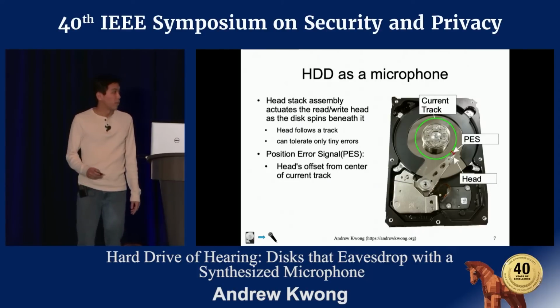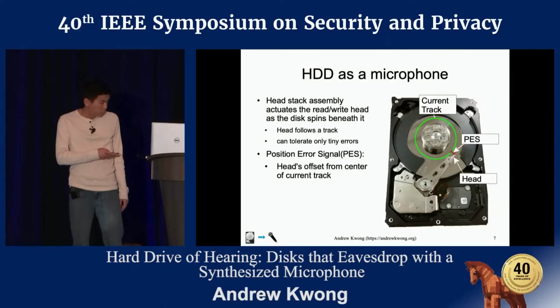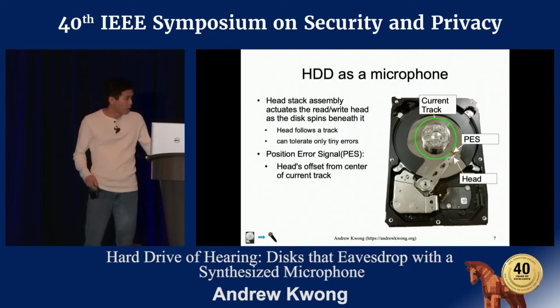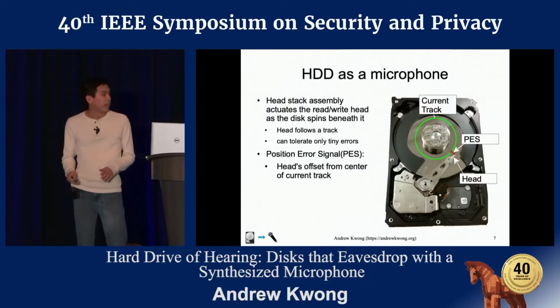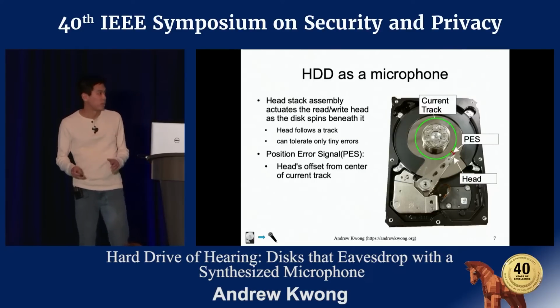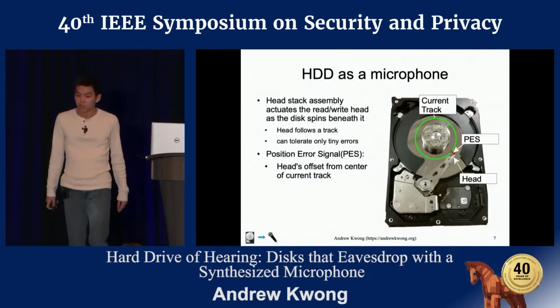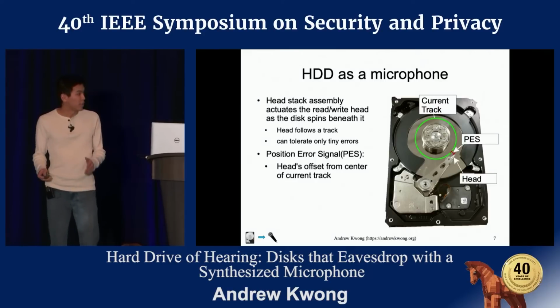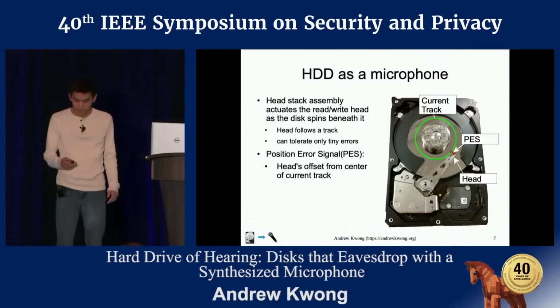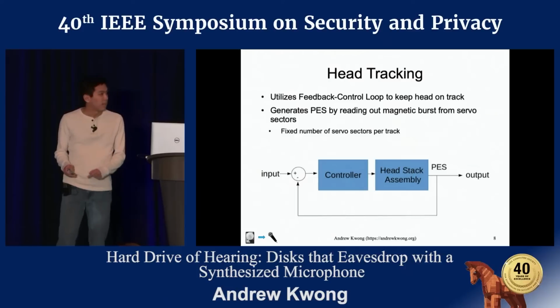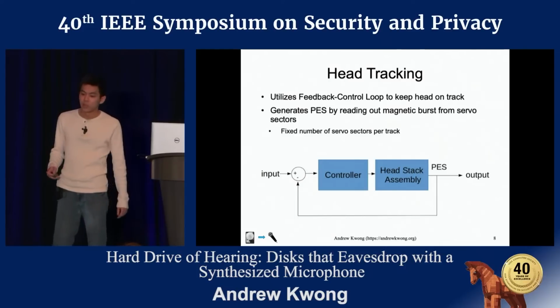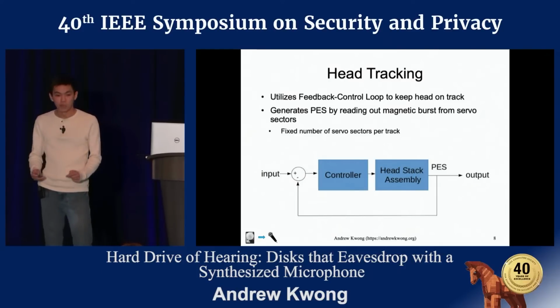This error, which we can see in the figure there, is the offset of the head from the center of the track that it's supposed to be tracking. The green circle is the track it should be tracking. This error is called the position error signal, or the PES. This PES is a crucial component in the feedback control loop that is used to actuate the head, to keep the head on track.